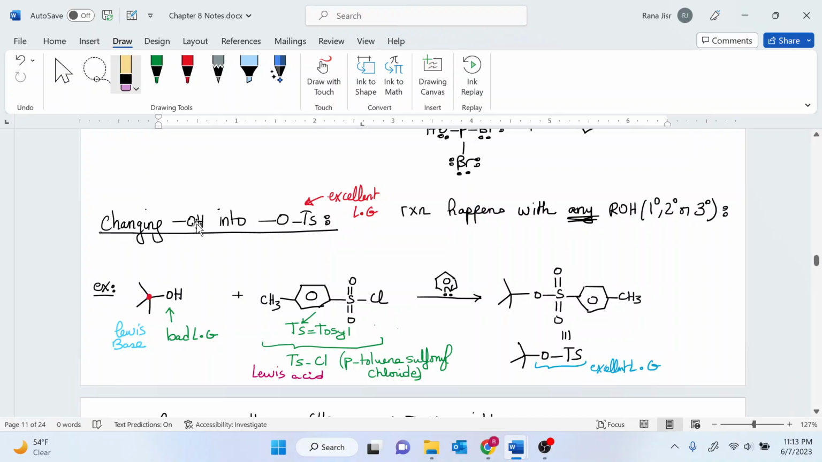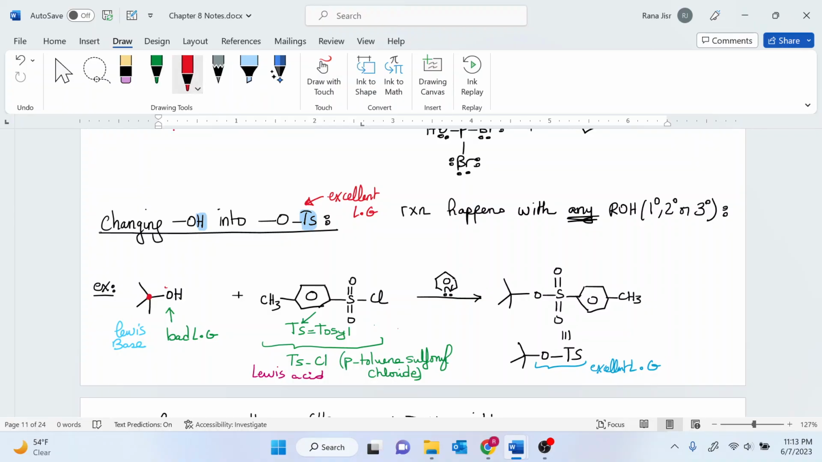So we're going to start over here with an alcohol, any type of alcohol, because all you're doing here is changing the OH into the OTs. So the O stays. All you're doing is replacing the hydrogen with the Ts group. This is what you're doing in this case. To do this, the reaction is an acid-base reaction. Precisely, it's a Lewis acid, Lewis base reaction.